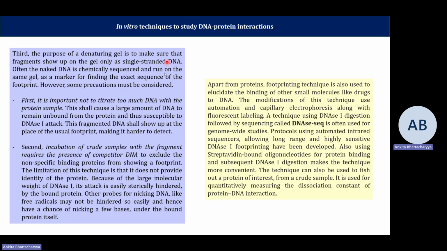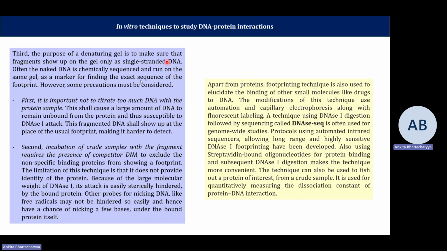So apart from proteins, footprinting is also used to elucidate the binding of other molecules like drugs to DNA. The modifications of this technique use automation and capillary electrophoresis along with fluorescent labeling. A technique using DNase 1 digestion followed by sequencing, called DNase-seq, is often used for genome-wide studies.